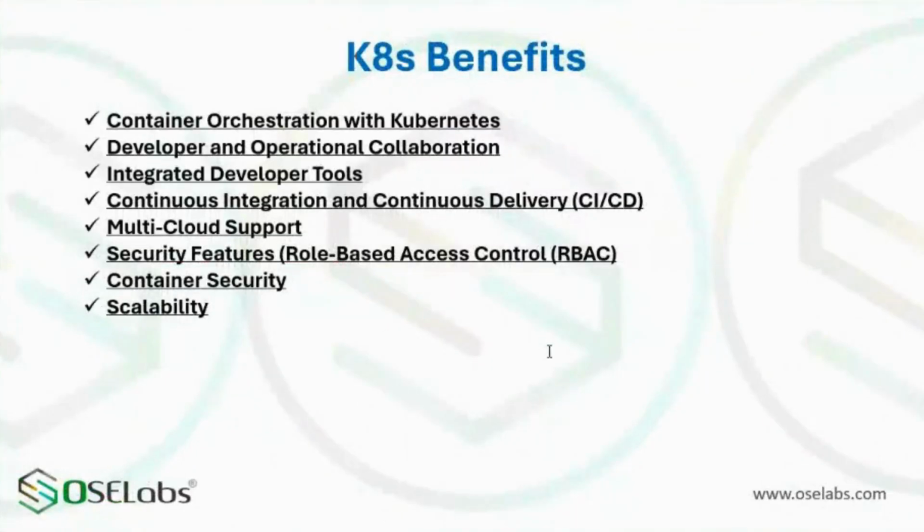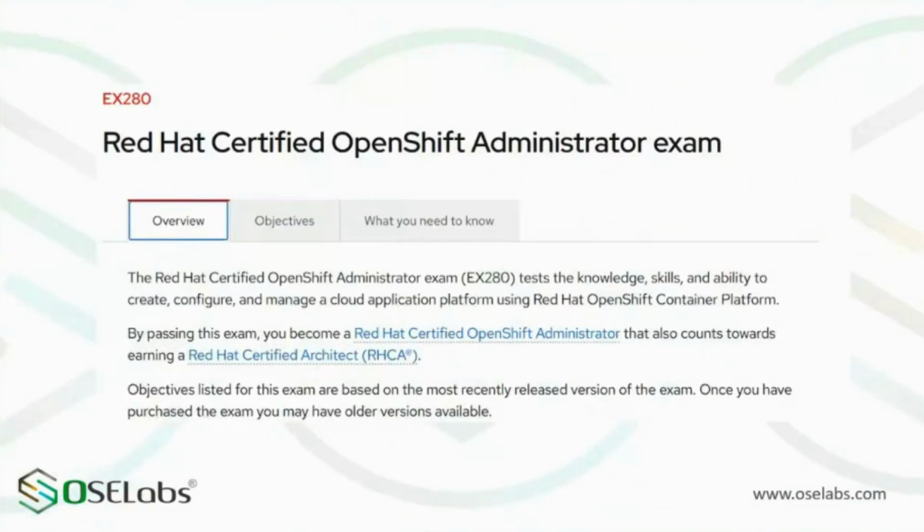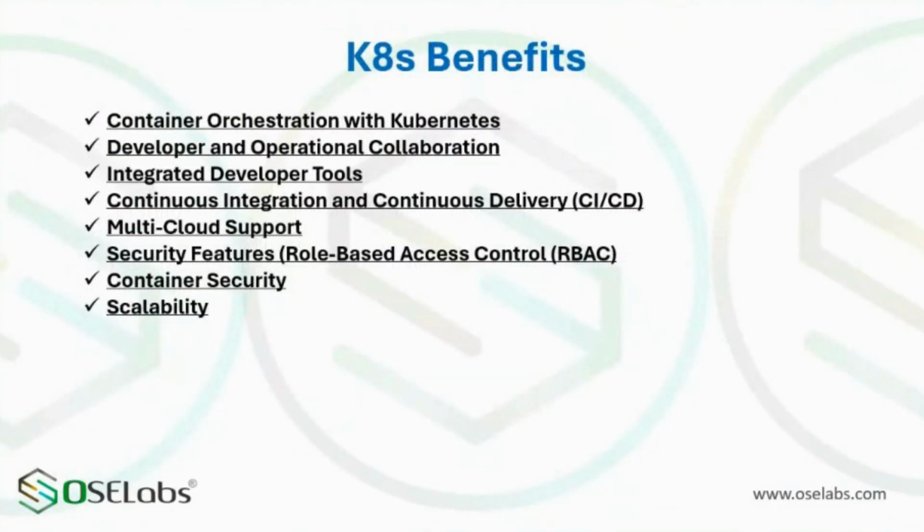The next one is the key benefits. Some of the key benefits are container orchestration with Kubernetes, developer, operational and collaboration benefits, multi-cloud support, container security, and scalability. These are all key benefits for Kubernetes and also for OpenShift. Here I mentioned Kubernetes, but it is also applicable to OpenShift, because OpenShift, I can say, is one level ahead when compared with Kubernetes.